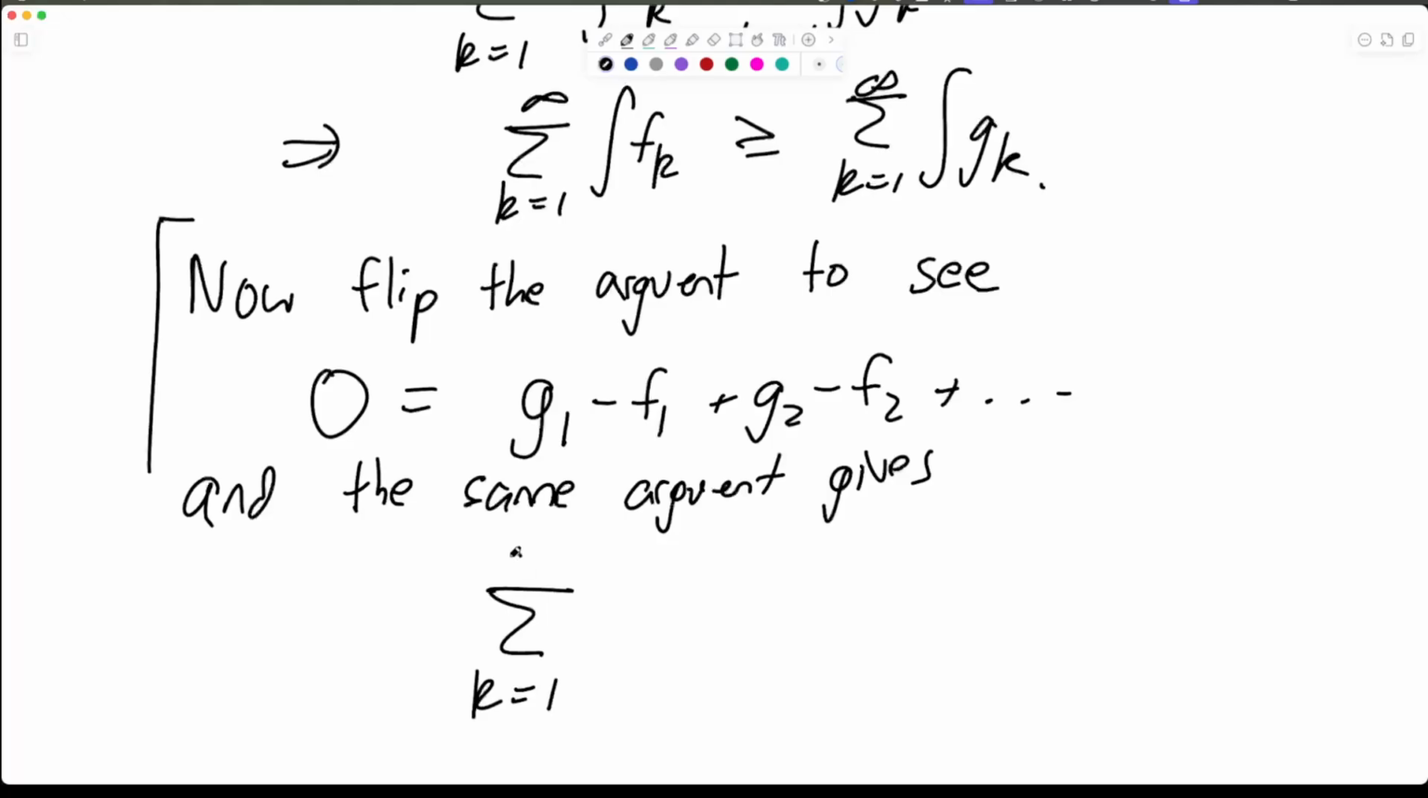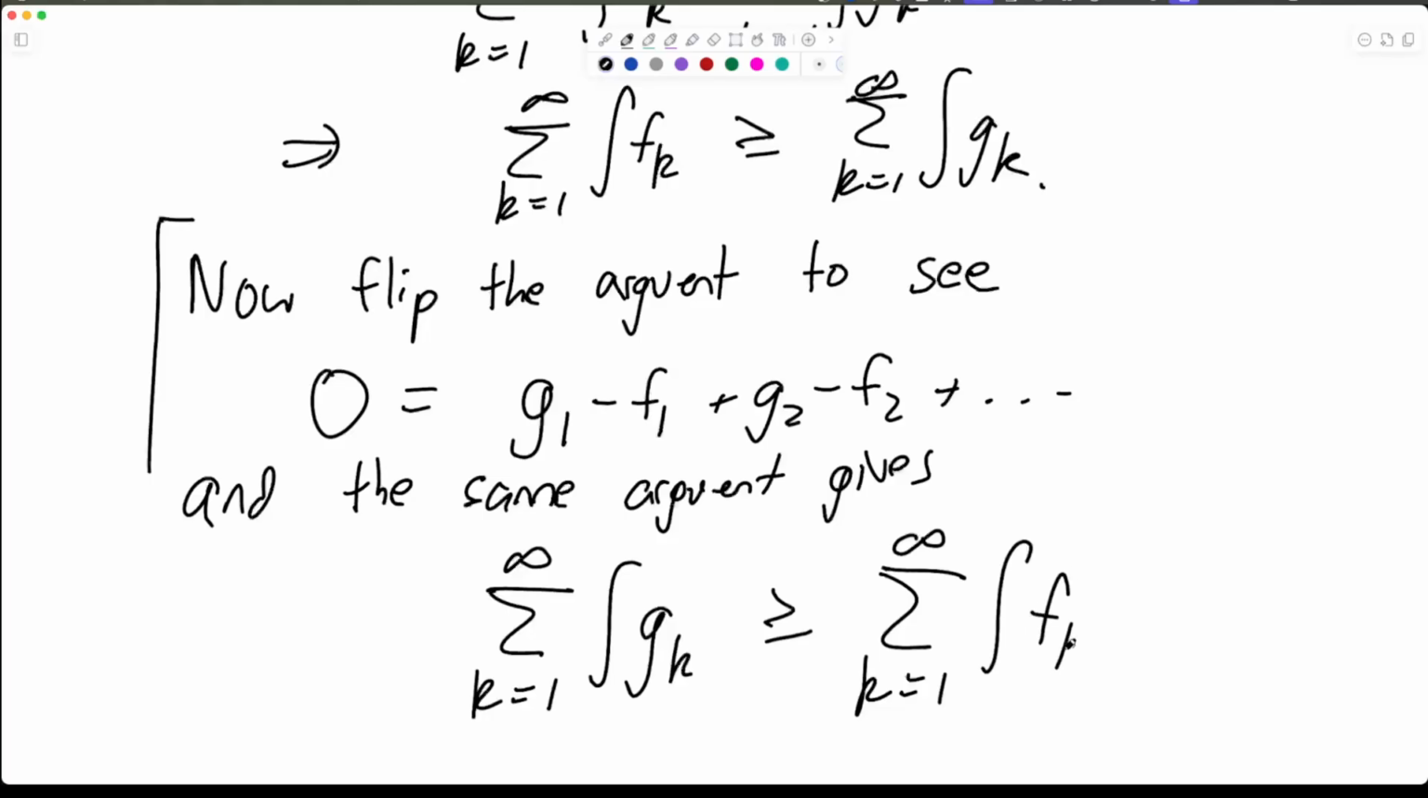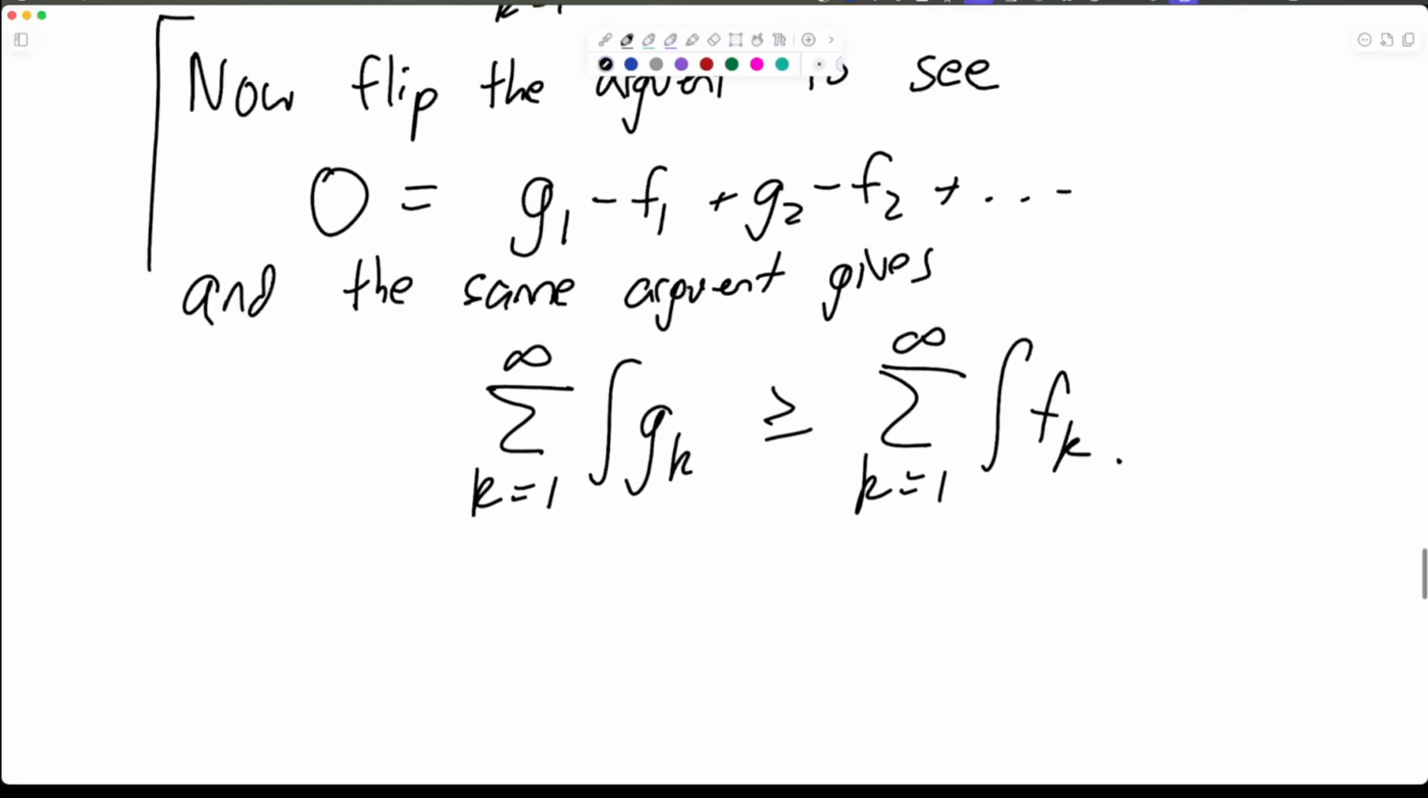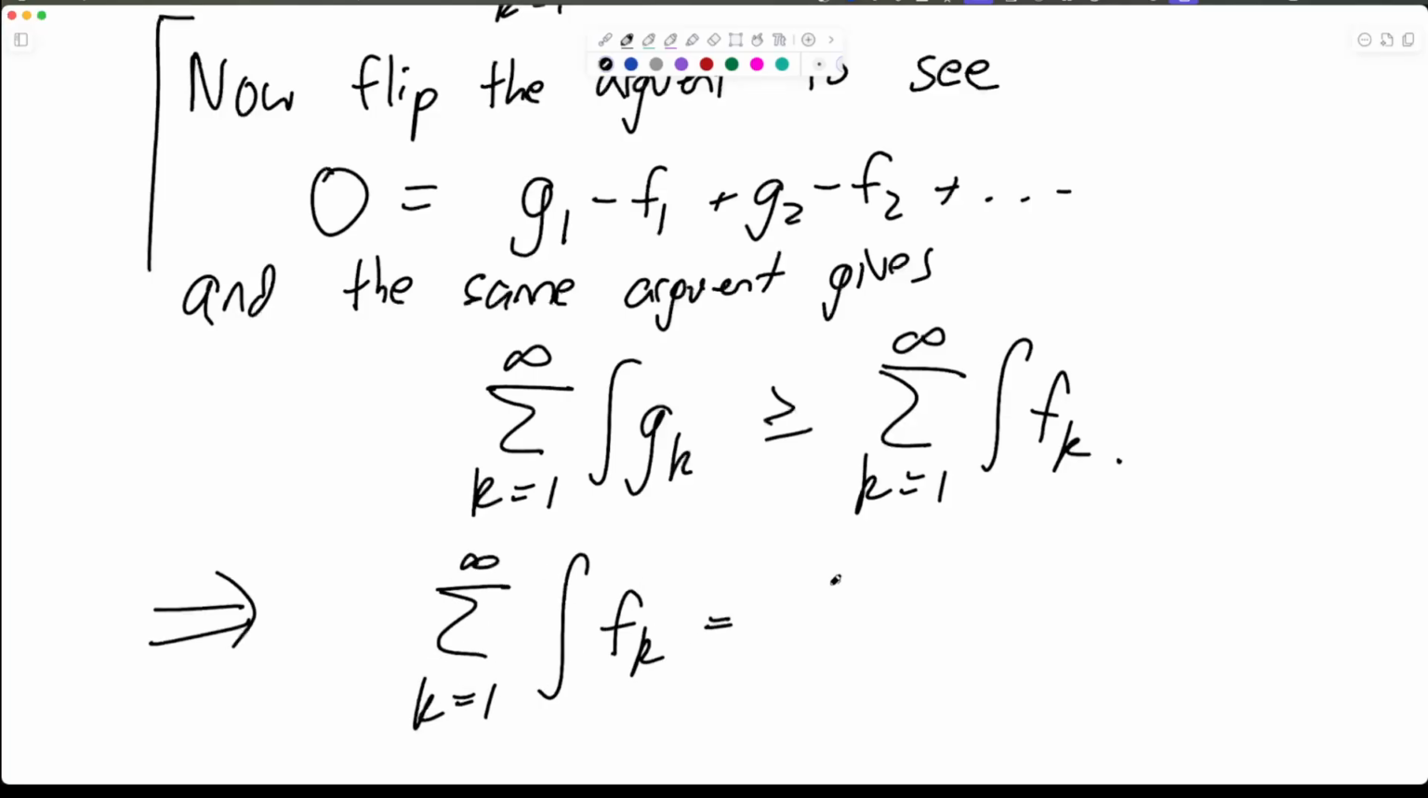The sum of the integrals of the gk are greater than or equal to the sum of the integrals of the fk, right? And again, 0 is both greater than or equal to 0 and less than or equal to 0, so that's why the things work out. So now we have inequalities both ways, and therefore the integrals are the same. Therefore, okay, and then we're done.